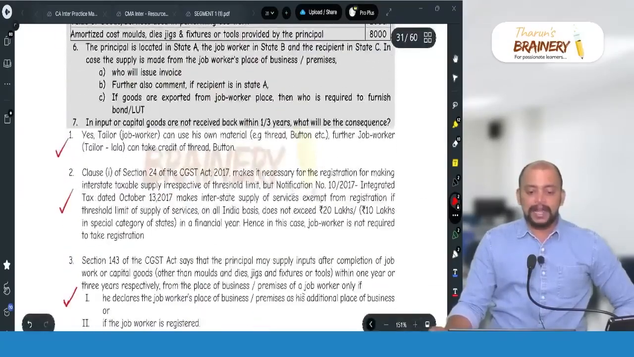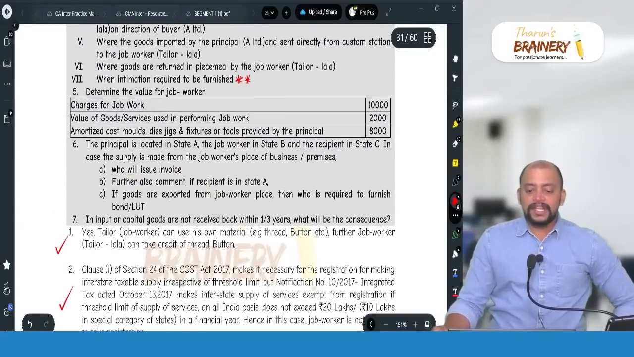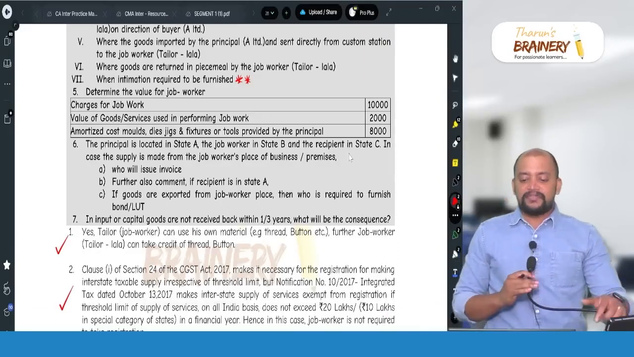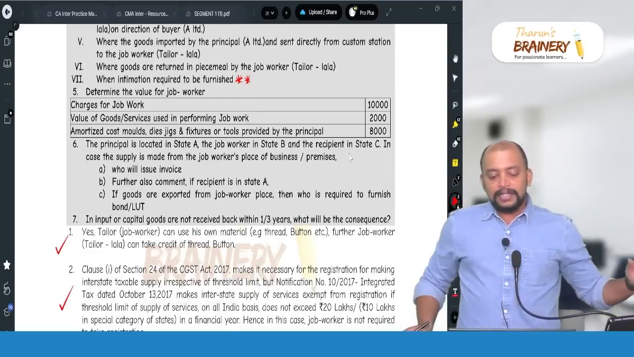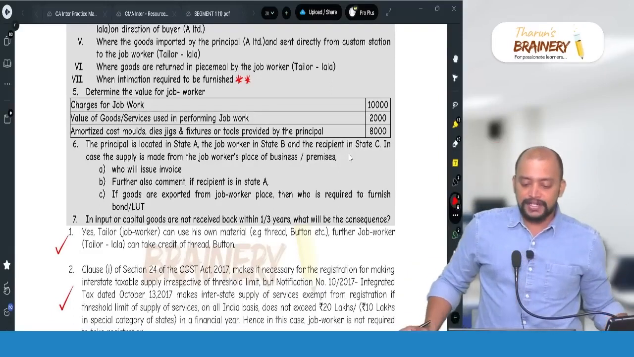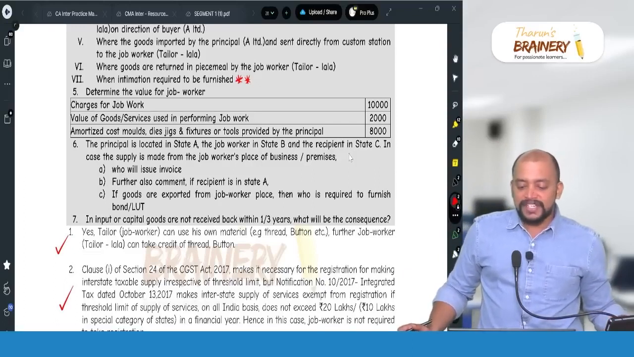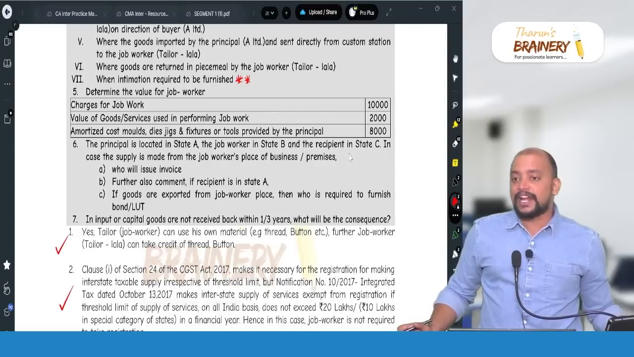Then, last question. The principal is located in state A, the job worker in state B, and the recipient in state C. In case the supply is made from job worker's place of business or premises, who will issue the invoice? Principal only will issue the invoice. Further, also comment if the recipient is in state A. So first case, principal will raise invoice from state A to state C.